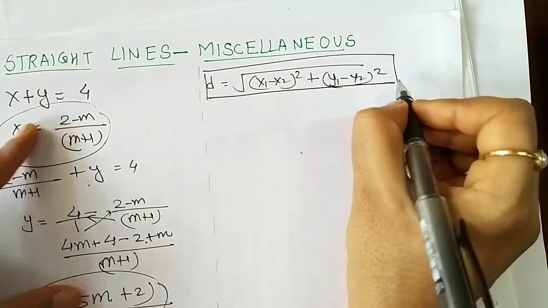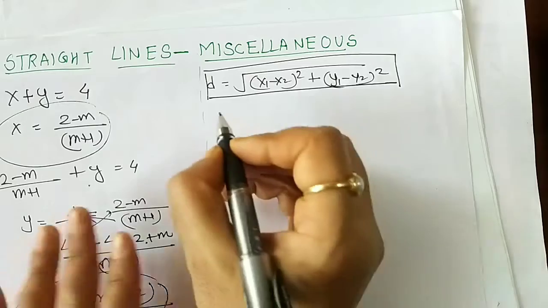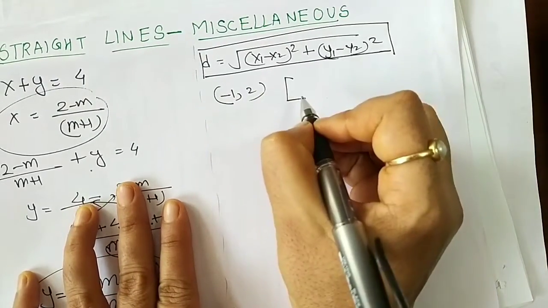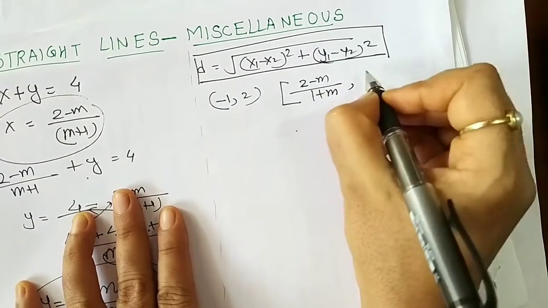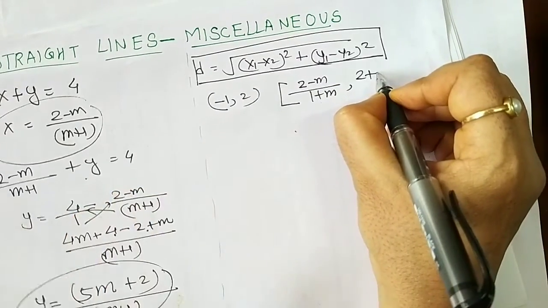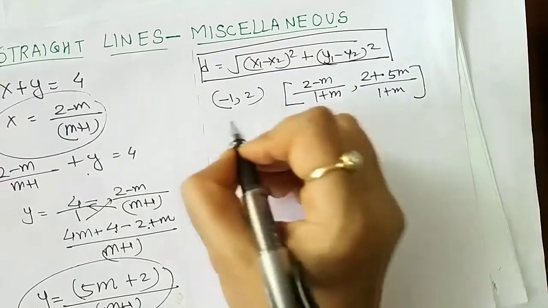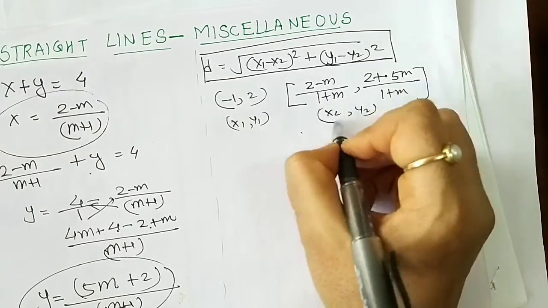Okay guys, now what are the points? Let me write that also. The points are (-1, 2) and the other point is (2 - m)/(1 + m), (2 + 5m)/(1 + m). So this is x1, y1 and this is x2, y2.